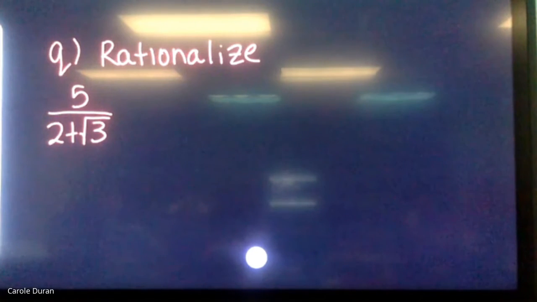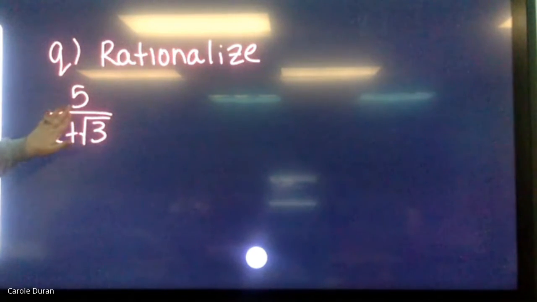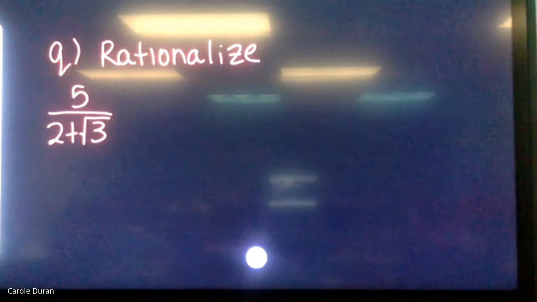Okay, so before, when we had just the radical underneath, to rationalize, I just multiplied by that radical. But it's a little bit different now because I have something plus or minus the radical. So we need to multiply by the conjugate. We did talk about conjugates when we talked about complex numbers. Anybody remember what a conjugate is?